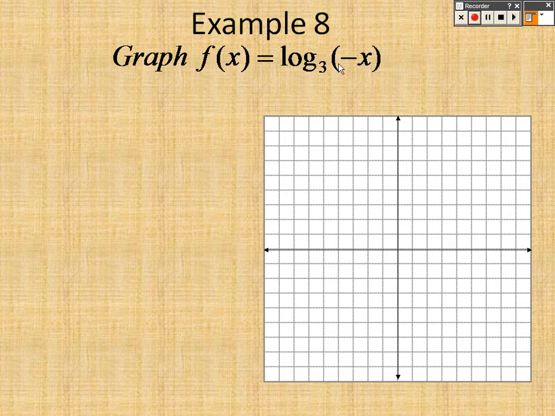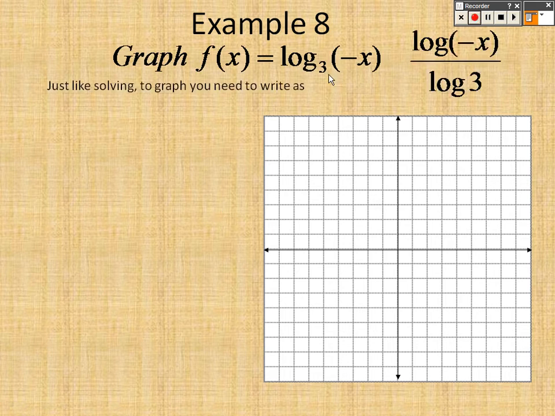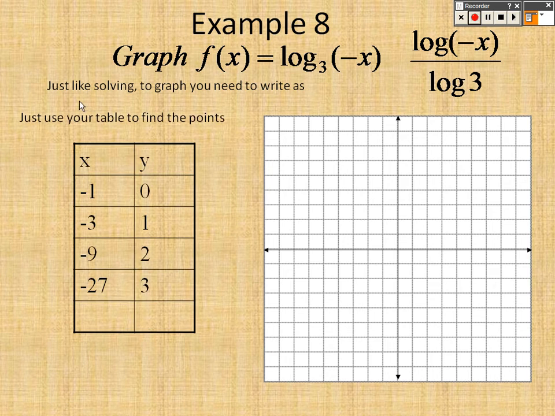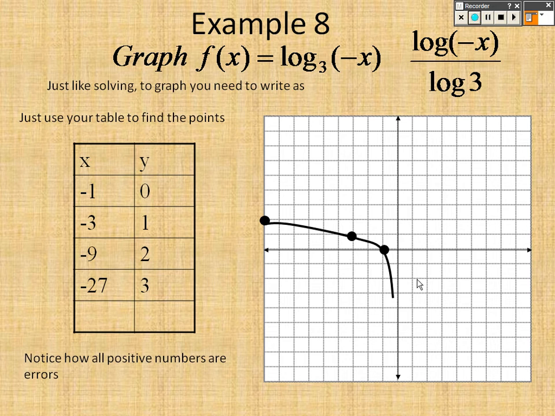To graph this, you're going to do log of negative x over log of 3. When you do that, on your table, this is what will show up on your graphing calculator. Once again, I skipped over all the decimals, so this is all we're looking at. So it's negative 1, 0, negative 3, 1, negative 9, 2, and this goes really close to 0, but it's all going to be negatives. The vertical asymptote happens to be right at 0 there. Okay?